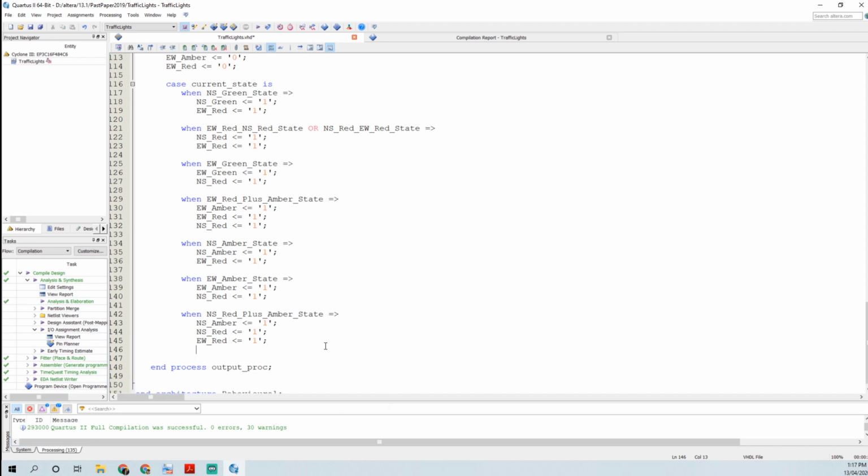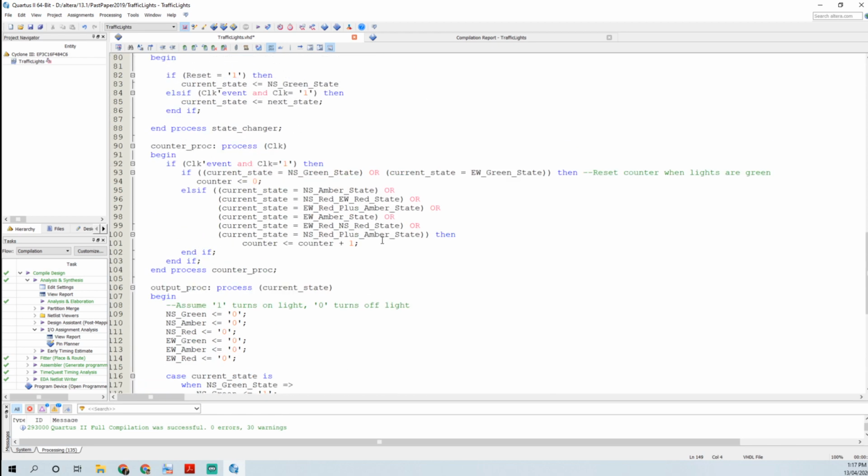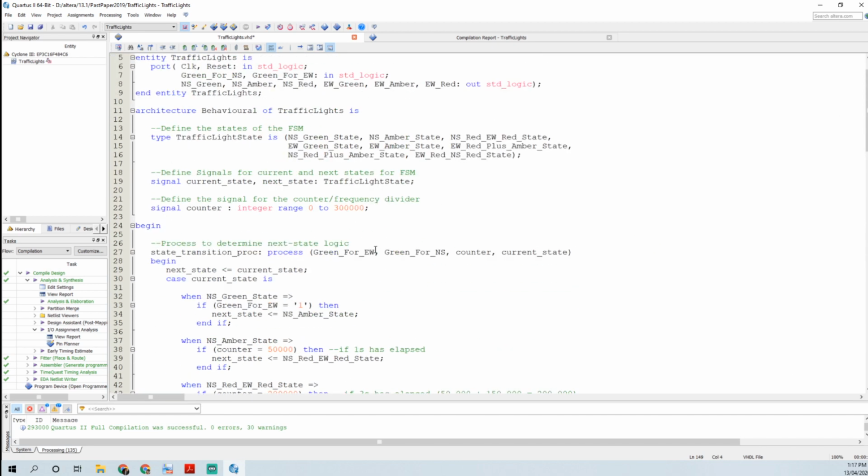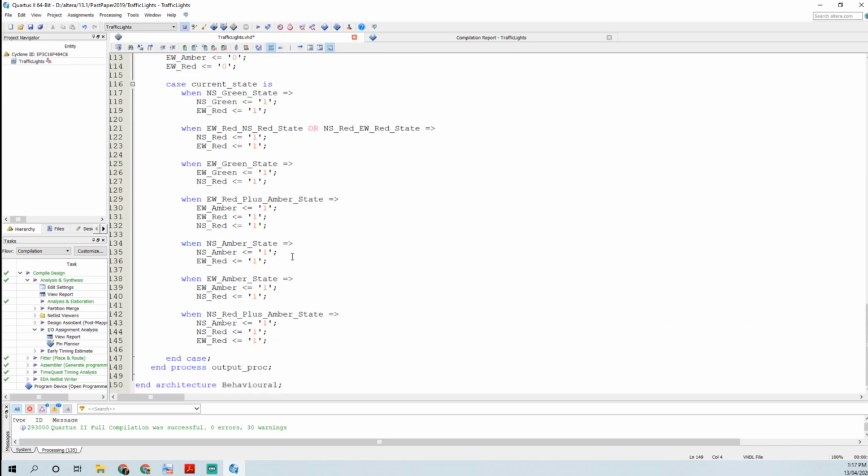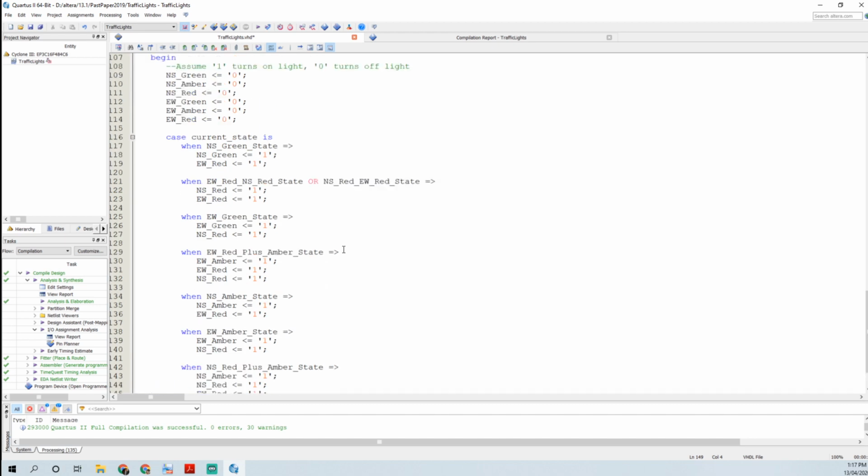All right, so that takes care of that there. I can end off my case statement, and of course I ended my process already, and that's basically it for the architecture. It's always important to note that because we have these multiple processes inside here, they are running concurrent with respect to one another.